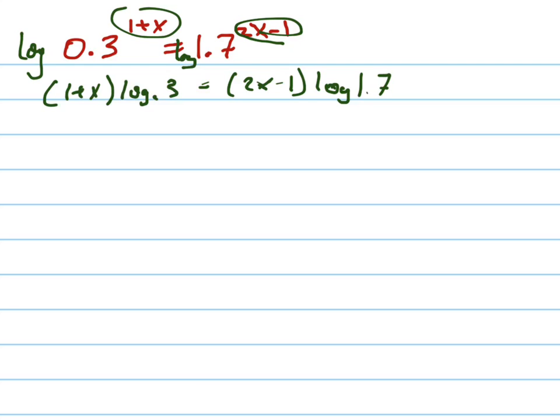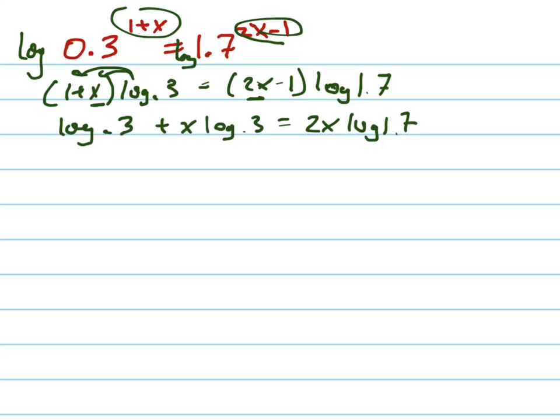And let's see, what can I do now? I'm going to have to distribute the logs in because I want to get these x's together. So log of 0.3 plus x log of 0.3 equals 2x log of 1.7 minus log of 1.7. At this point, it'd be easier if I took this 2. Well, I'll wait.